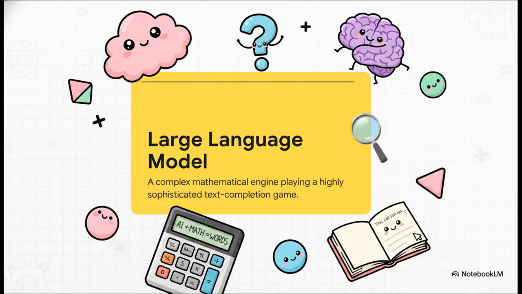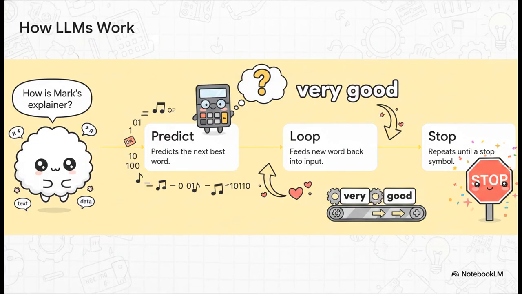It looks at what you wrote, crunches a ton of math, and asks itself, okay, based on all my training data, what is statistically the most likely word to follow? And this brilliantly illustrates the exact step-by-step loop of how that happens. Let's say you ask it, how is Mark's explainer? The model takes that input, does its math, and predicts the word very.